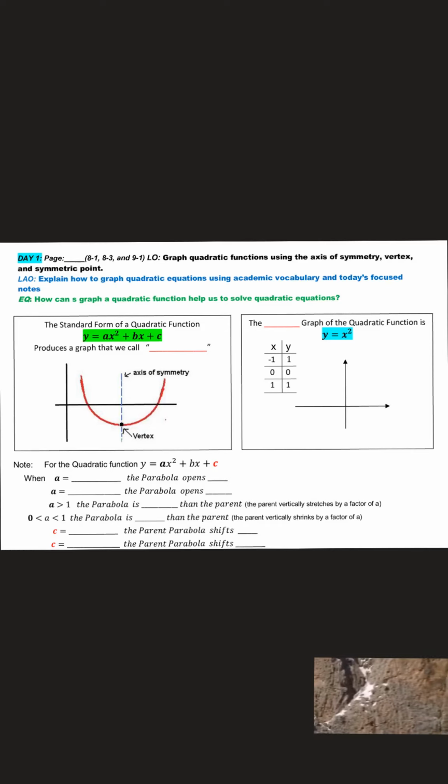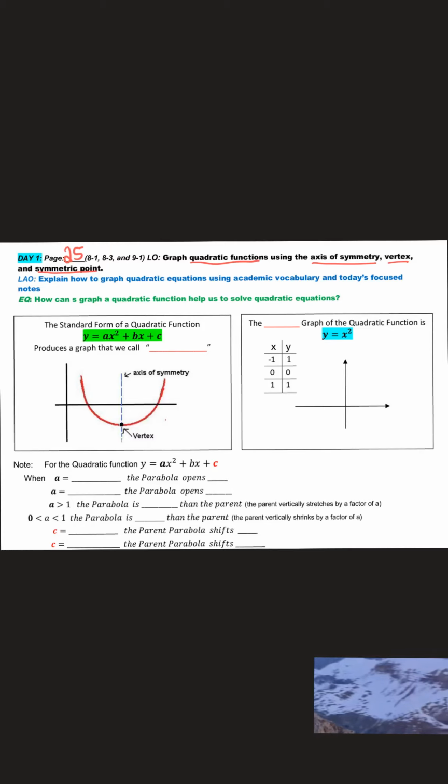Welcome to the last page of notes for this distance learning section of our class. This page of notes is going to go on page 25 in your interactive notebook, if you've got one. And our learning objective is to graph quadratic functions using the axis of symmetry, the vertex, and a symmetric point.